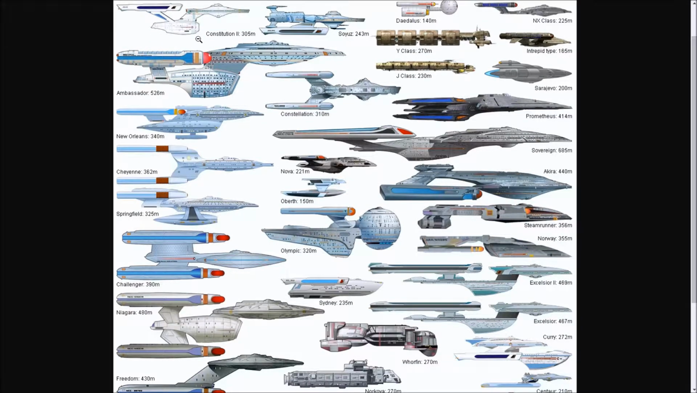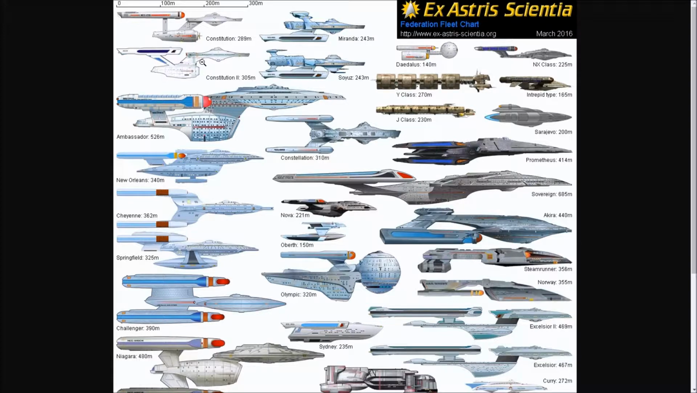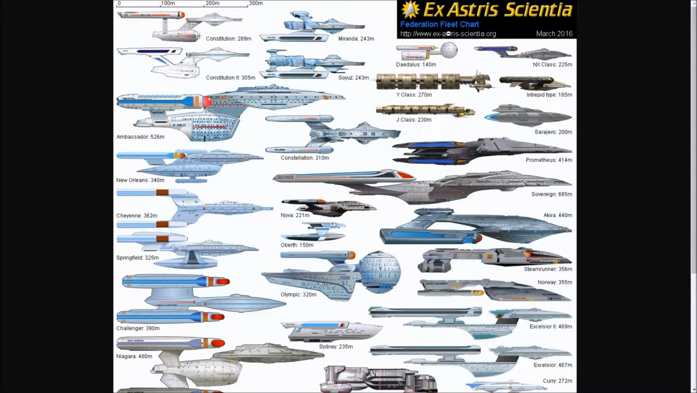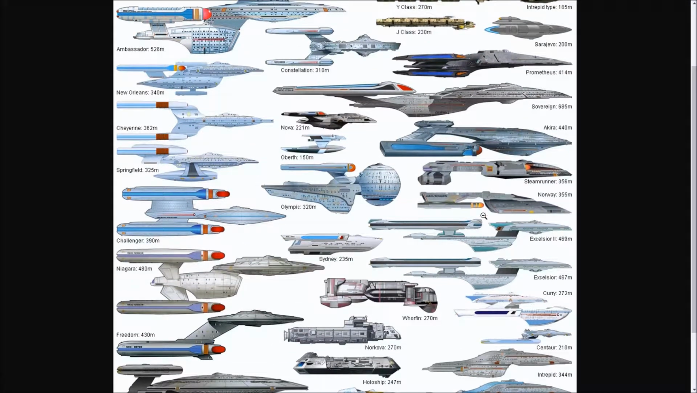Now, of course, following the Constitution, we have the significantly larger Excelsior over here, 469 meters to the 305 meters of a Constitution refit. And I do trust this fleet chart. The person that does this does a lot of research on this, so I find it to be relatively reliable.